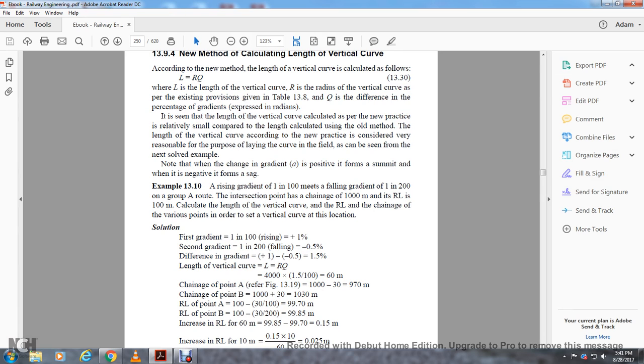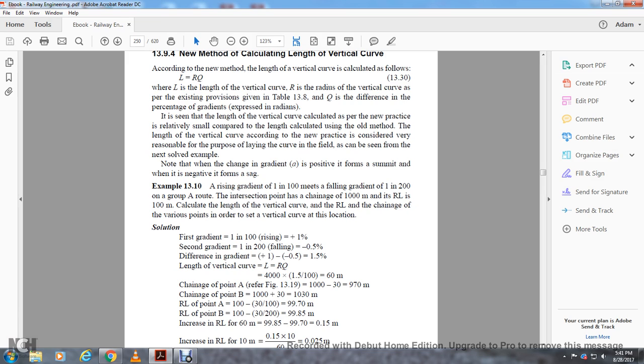First gradient 1 in 100, 1%. Second gradient 1 in 200, negative 0.5%. The difference of gradient is equal to 1 plus 0.5, or 1.5%. The length of the vertical curve L is equal to R times Q, 4,000 times 1.5 divided by 100, which is 60 meters. The chainage of point A is 1,000 minus 30, 970 meters. The chainage of point B is 1,000 plus 30, 1,030 meters.